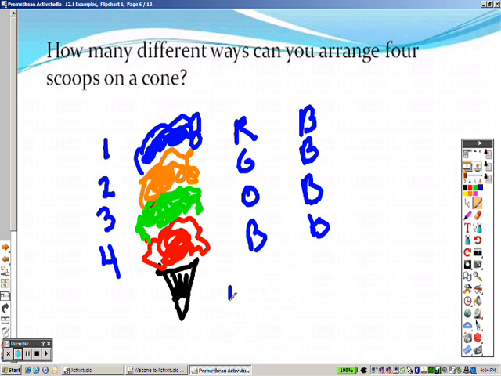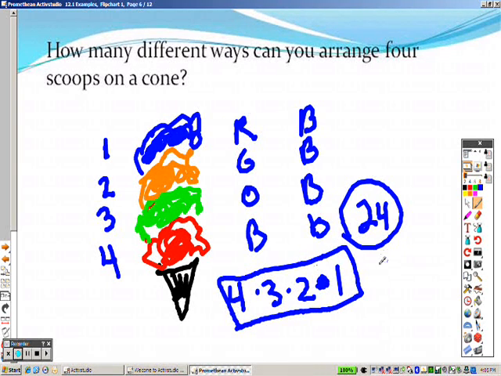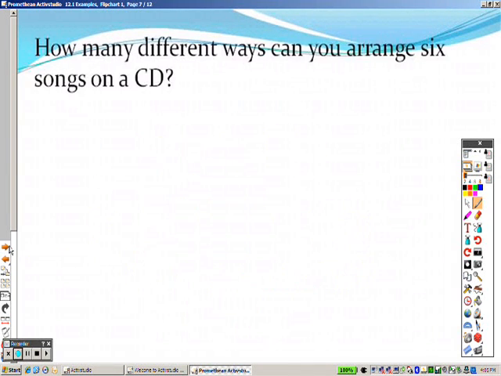So really what you're taking is 4 times 3 times 2 times 1. And 4 times 3 is 12, times 2 is 24, times 1 is 24. So there are 24 choices. Now there's a way that we write this, and this item right here is called a factorial. That is a 4 factorial is how you write it. Okay, so when you see a number multiplied the entire way down, that's what a factorial means. That's 4 factorial.